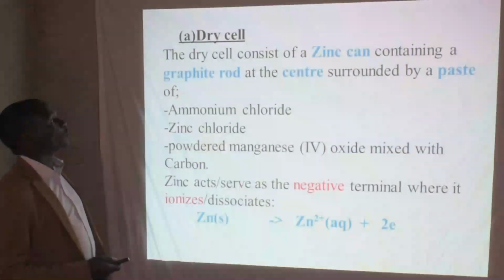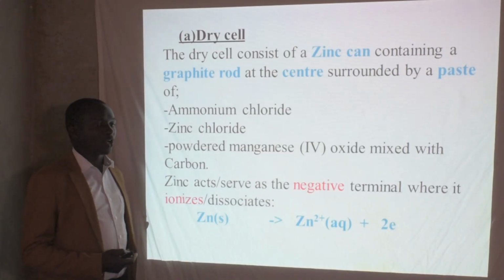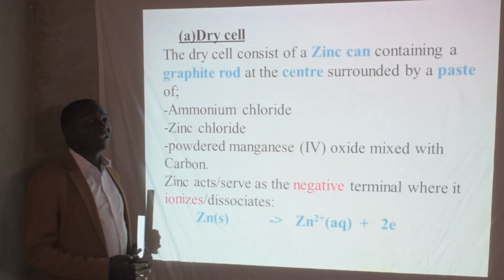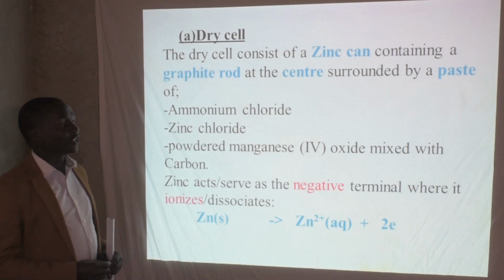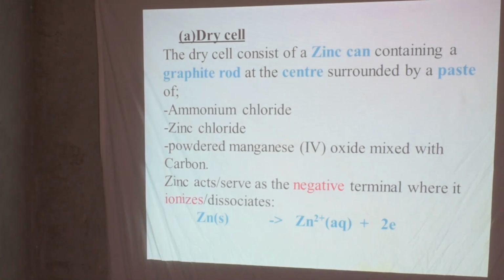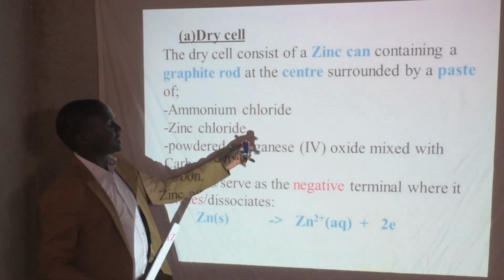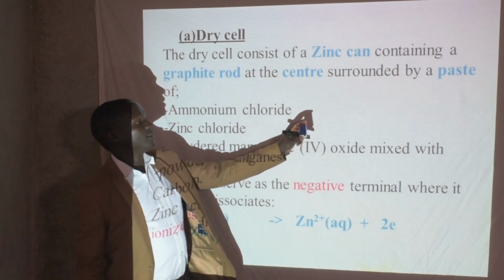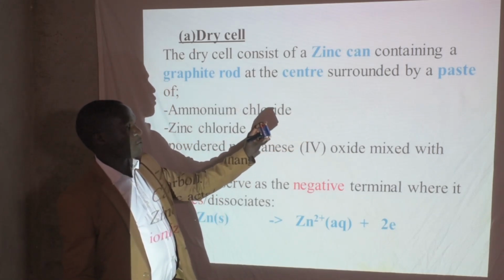So let's start with what we call the dry cell. When we talk about a dry cell, we are talking about the normal battery that we have. Maybe I can show you an example of that battery. We have it here as a dry cell. This is our dry cell, the one we are going to study.